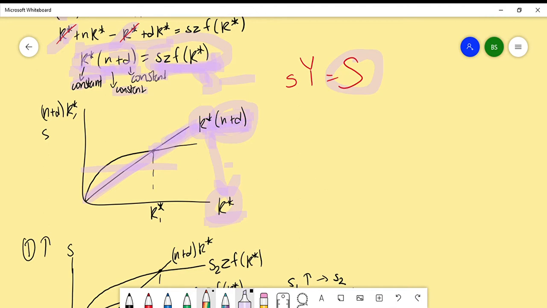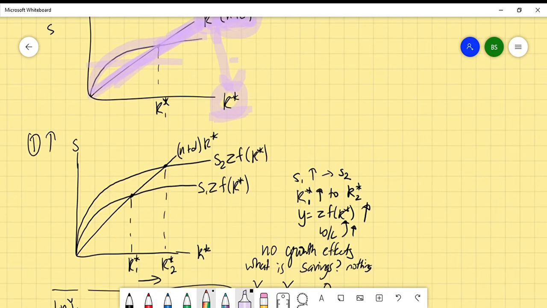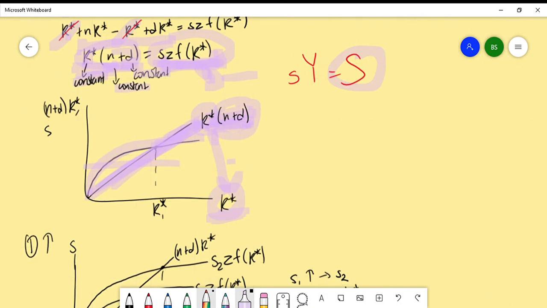Anyway, so there's that. And we're just going to assume that this curvy line is s z f k and that whole savings thing. That's cool, whatever.